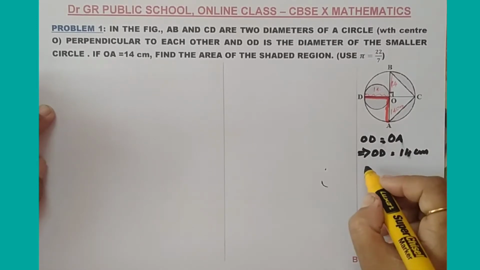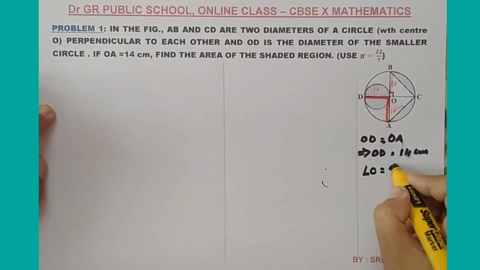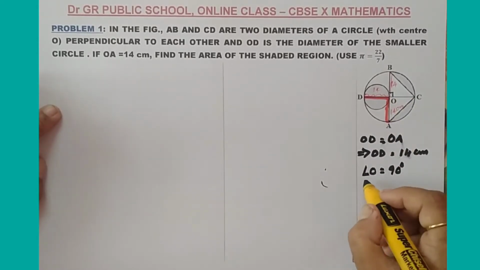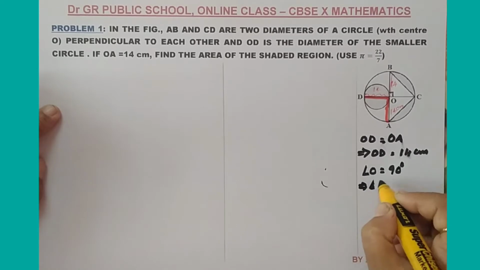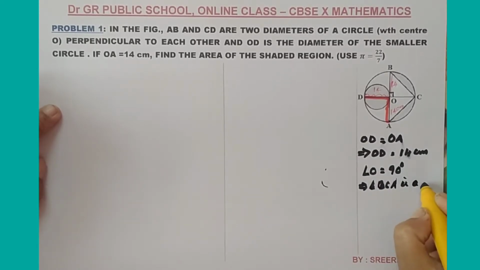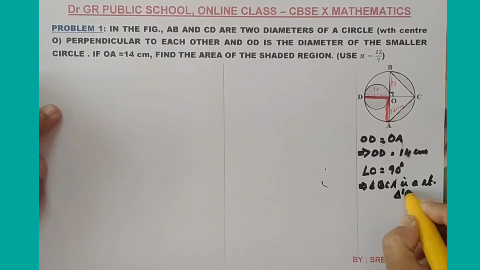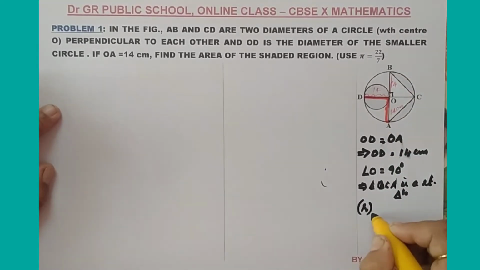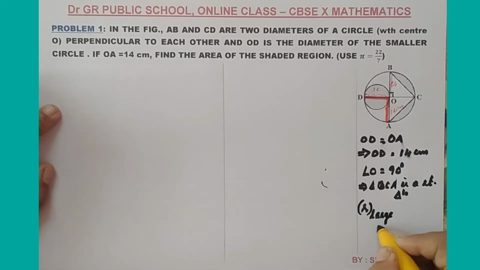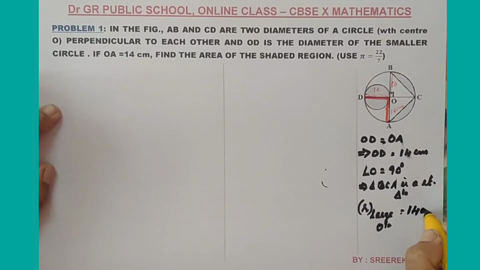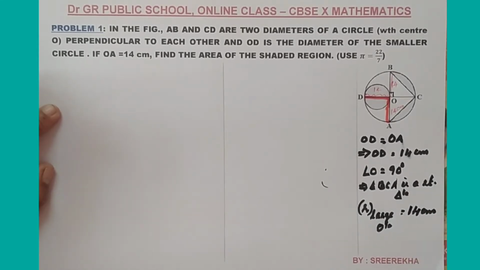What else is given? Angle O is given as 90 degrees as they are perpendicular to each other. If angle O is 90 degrees, you can say that triangle BCA is a right triangle. One more thing we can write: the radius of the large circle is also given to us. It is OA, which is 14 centimeter.